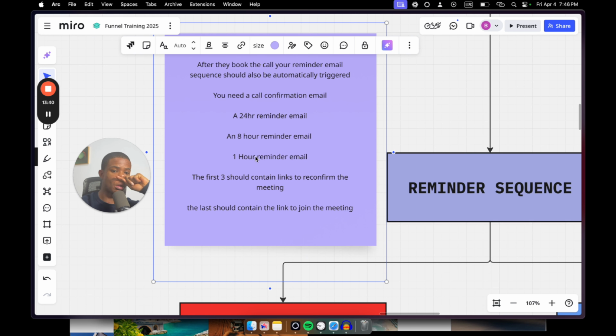On every single one of these emails, at least the call confirmation email, the 24-hour email, and the 8-hour reminder email should all have incentives. So, let's say you run a cold email agency, you're going to tell them, oh, and by the way, as a thank you for coming on this call, we're going to give you our scripts for writing cold emails that convert people from cold leads to booked calls.